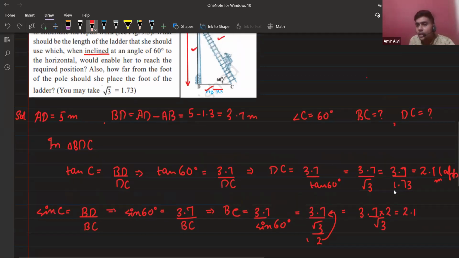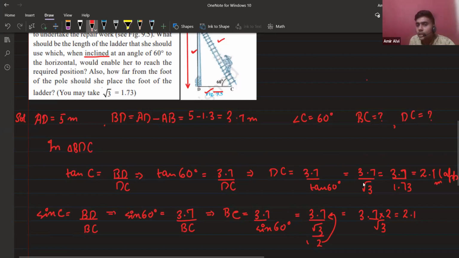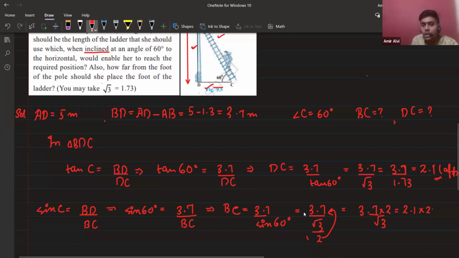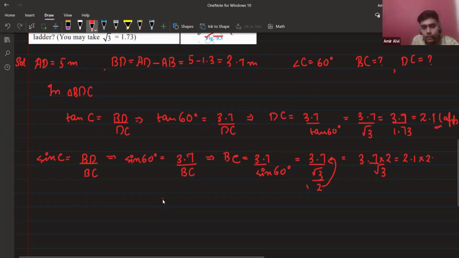From that, na? 3.7 divided by root 3, it's the same. Can I write 2.1 indirectly and multiply it by 2? Yes, sir. So your 4.27. BC is basically equal to 4.28. Okay, you are saying 28, so it's approximate.